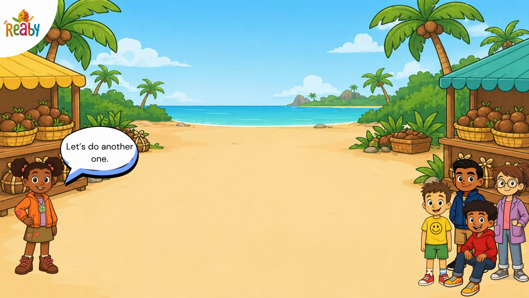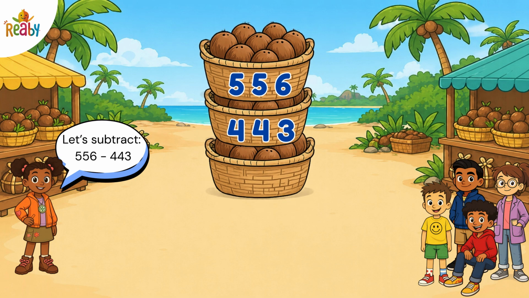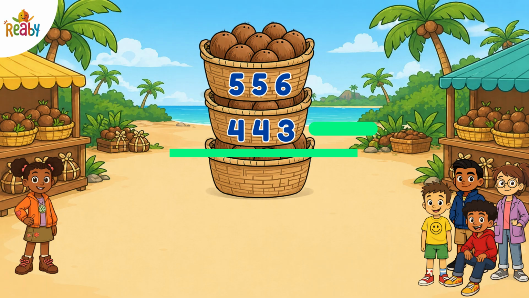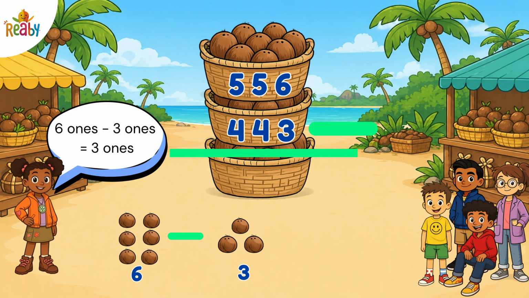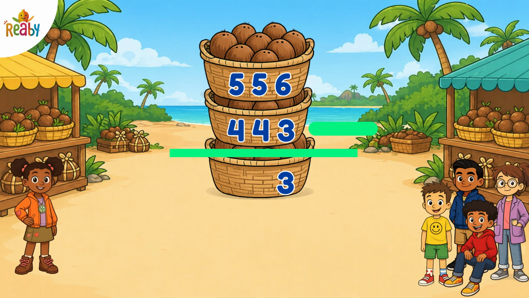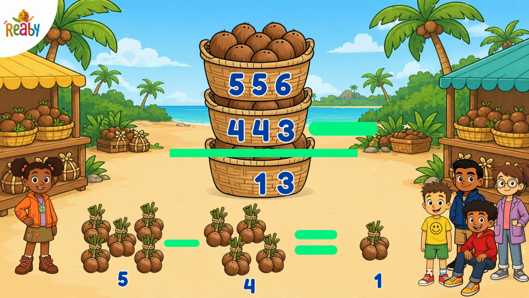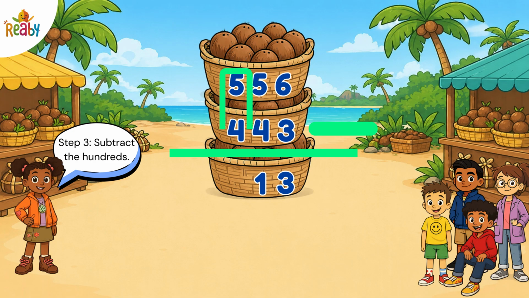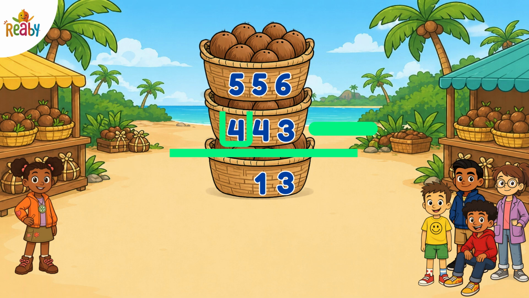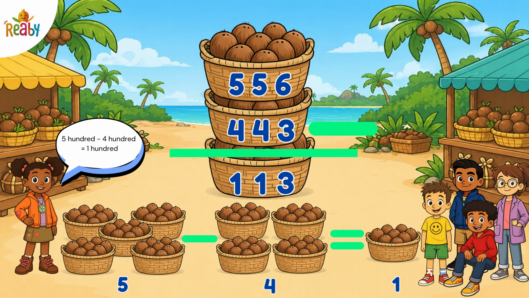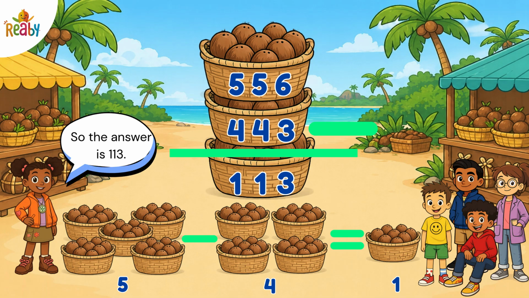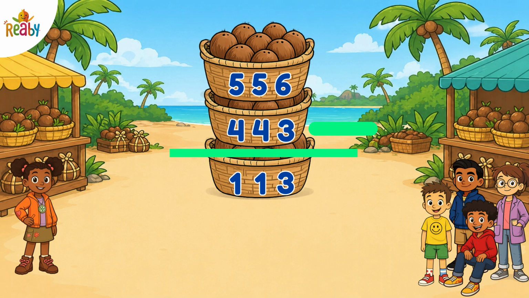Let's do another one. Let's subtract 556 minus 443. Step 1, subtract the ones. 6 ones minus 3 ones equals 3 ones. Step 2, subtract the tens. 5 tens minus 4 tens equals 1 ten. Step 3, subtract the hundreds. 500 minus 400 equals 100. So the answer is 113.